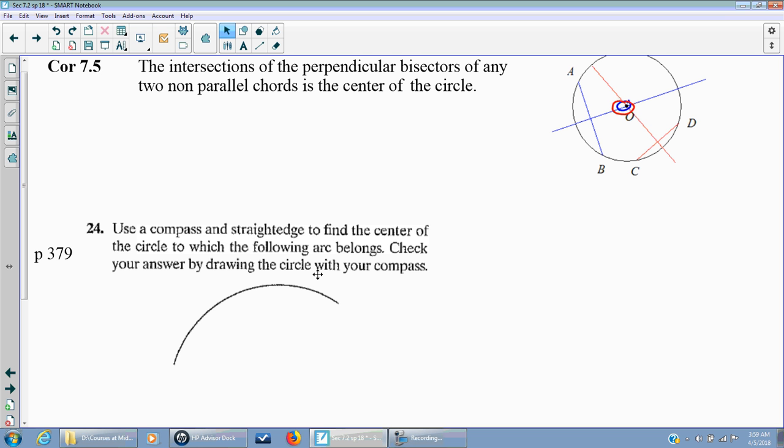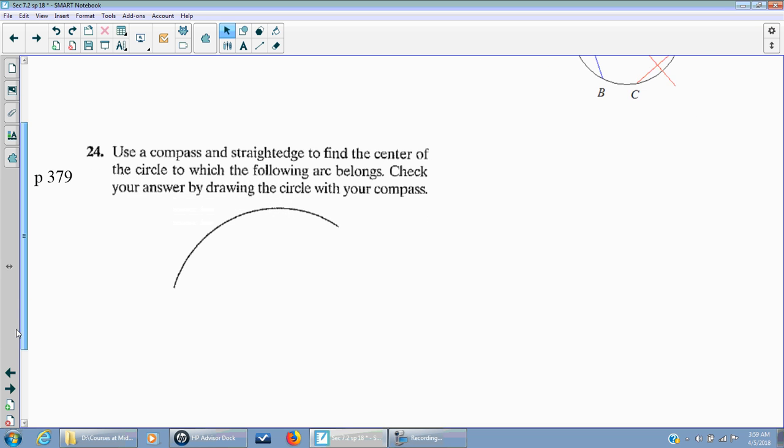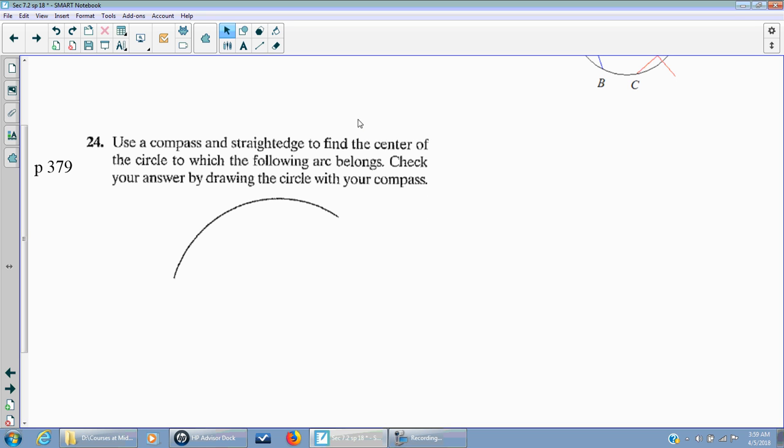Now, unfortunately, I can't really use the compass and straight edge very easily on this. I'm going to try, but the last time I tried to use the compass portion of this Smart Notebook program, it was kind of a disaster. But if I can, I will.